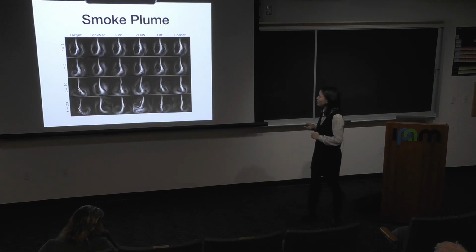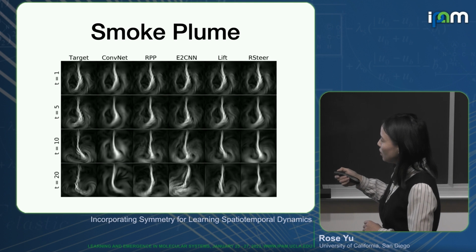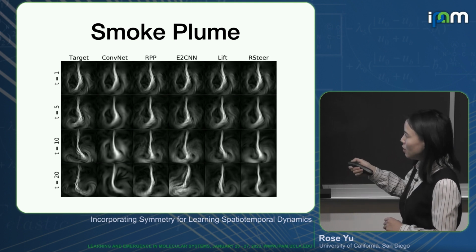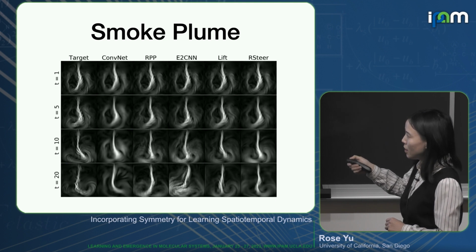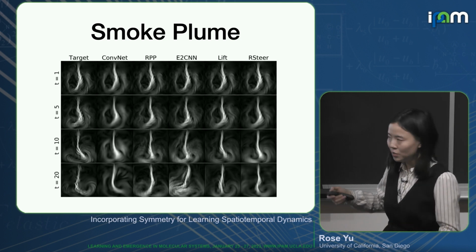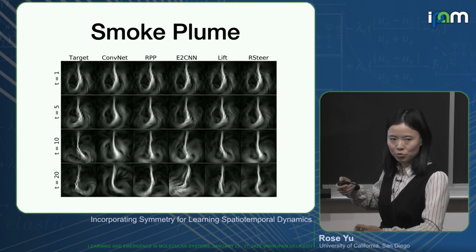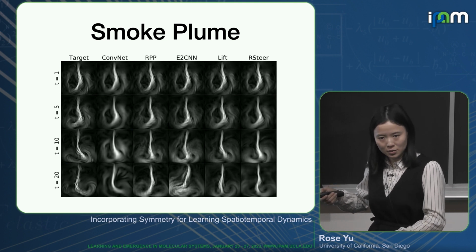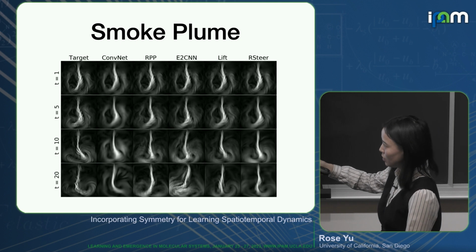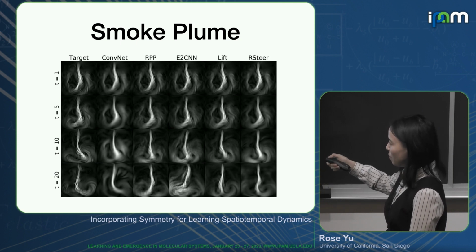Okay, so then I wanted to show you this picture, where we wanted to forecast the dynamics of smoke. Depending on the inflow location and the amount of inflow, we can break the symmetry by a different amount. The more inflow you inject into the smoke, the more asymmetry we inject into the system. So here we're looking at the prediction over time, from time equals 1 to time equals 20, over different methods, right?